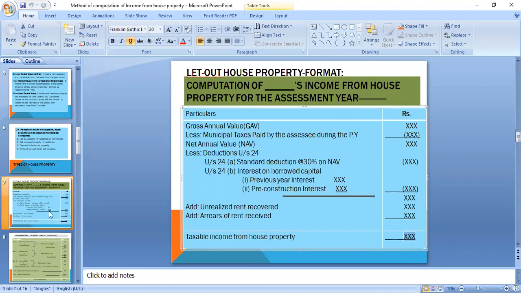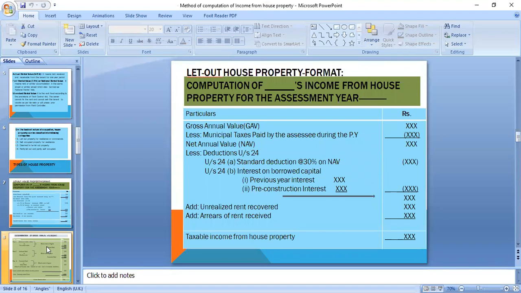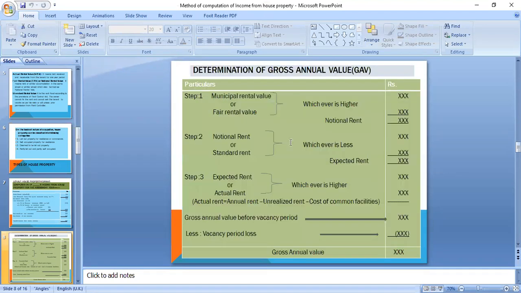After that, the question arises, as I was telling, GAV. How do we get the GAV, sir? When you want to know how to calculate the GAV, as we discussed just a few minutes back, there are 4 types of rental values: municipal rental value, fair rental value, standard rental value, actual rental value. So these 4 things you have to take.